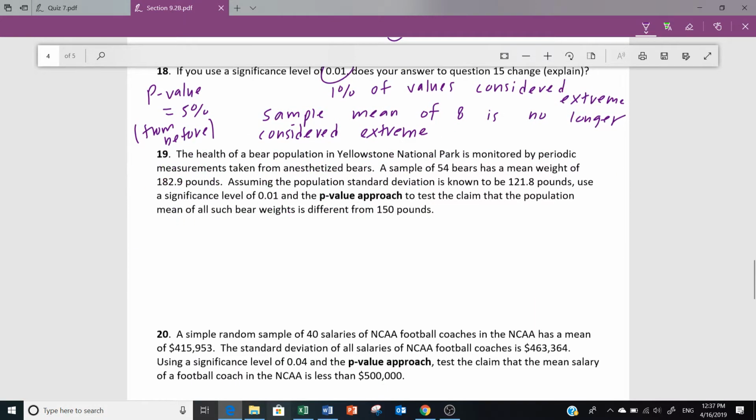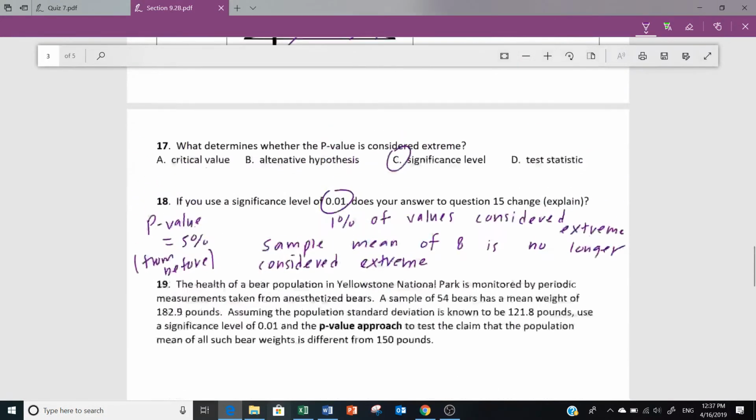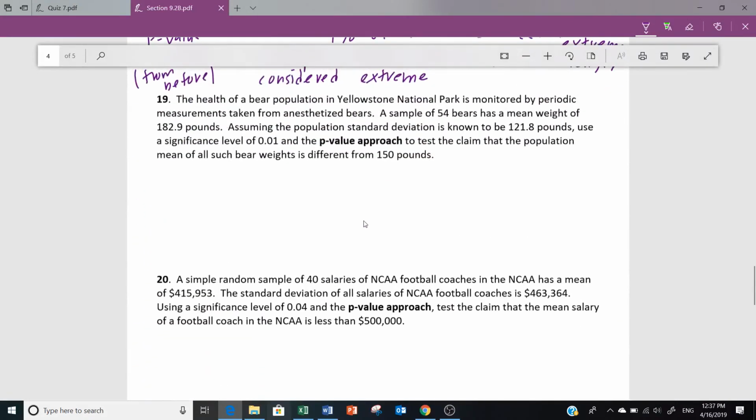Okay, let's try these two examples now. And we may have to stay a little bit after class, which means there's going to be extra credit involved.